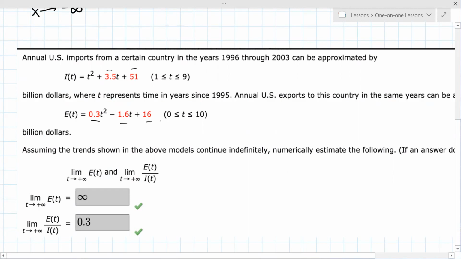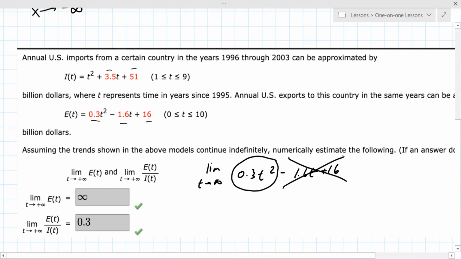So down here they're asking for the limit as t goes to positive infinity of E of t, and they're asking you to look at this function here. It could be written this way: limit as t goes to infinity of 0.3t squared minus 1.6t plus 16. The highest degree term is all you really care about. The rest of this is not important. This is a parabola, and this does go to positive infinity.